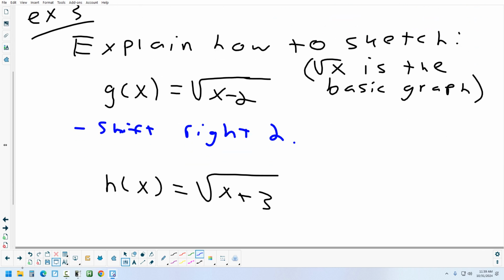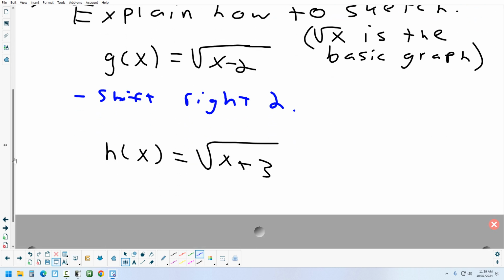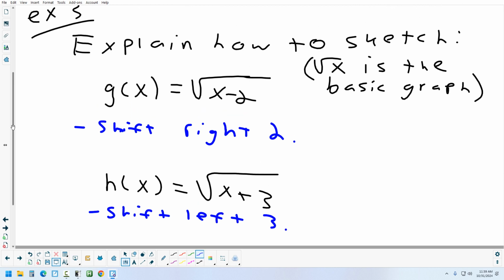How about this one? How would you get h of x? Yep. Shift left 3. Perfect. Okay, you'd never have to compare something that's a square root to a cube root. That wouldn't make sense. You have to compare two roots that are in the same family. So square root to square root, cube root to cube root.